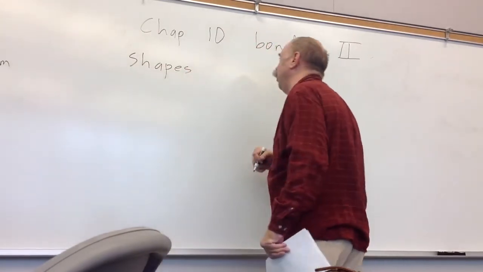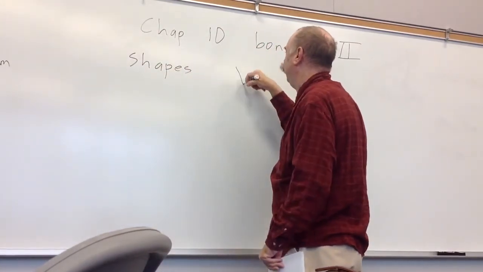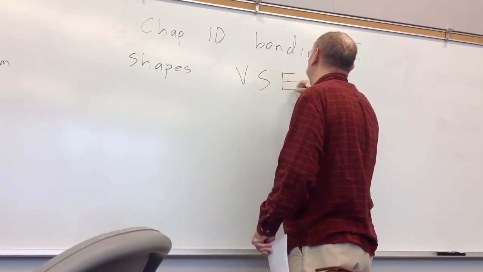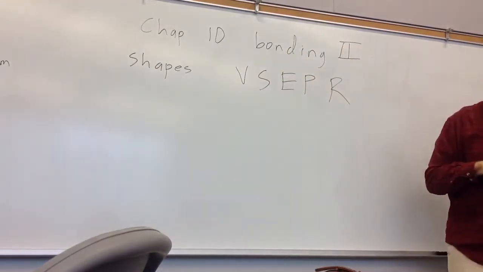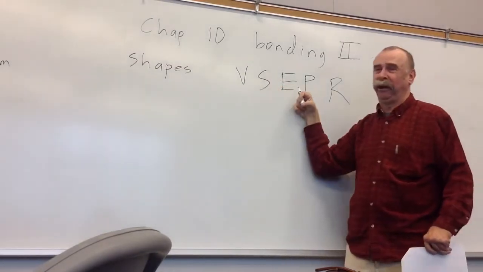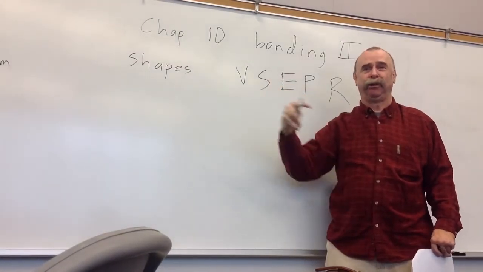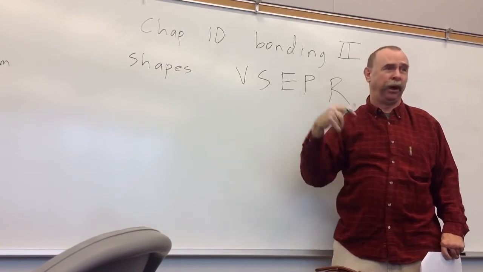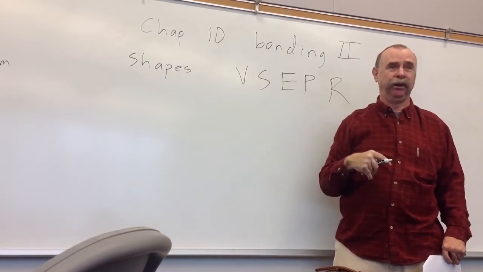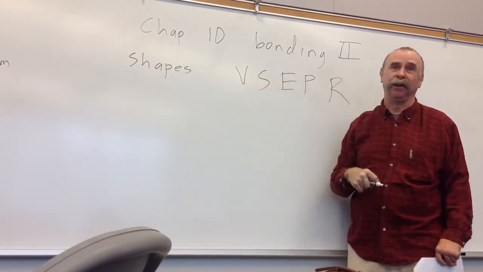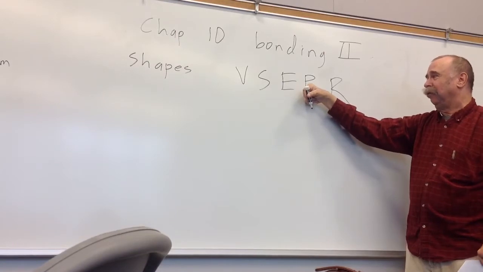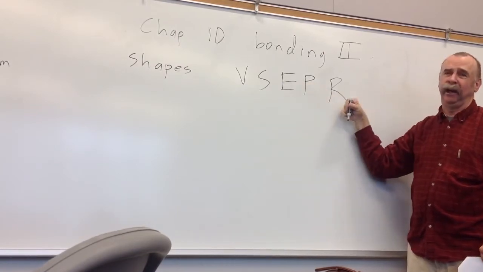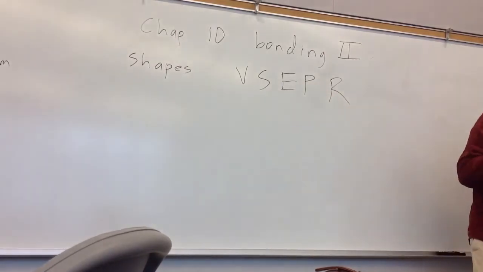The theory we're going to use to figure out shapes is valence shell electron pair repulsion, VSEPR. Valence shell electrons: we're not going to worry about the core electrons, just the electrons that make bonds and lone pairs. We're going to keep the electrons grouped as pairs, and the idea is that two pairs of electrons will want to be as far apart from each other as possible.